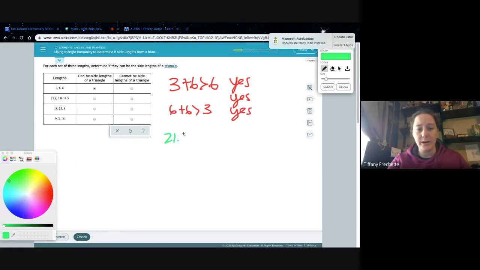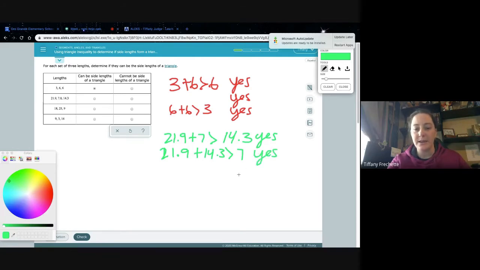We have 21.9 plus 7 is greater than 14.3. Well, 21 is definitely greater than 14, so I already know no matter what I add to it, it's going to be greater than 14. And then I'm going to go 21.9 plus 14.3 is greater than 7. Again, 21 is greater than 7, 14 is greater than 7. I know if I add those together, I'm going to get something bigger than 7.